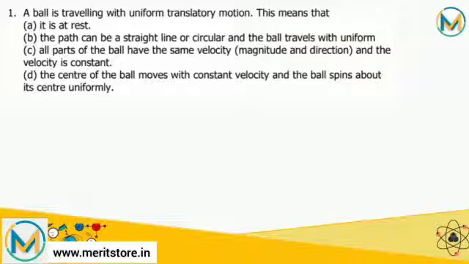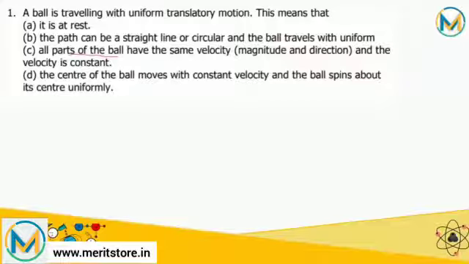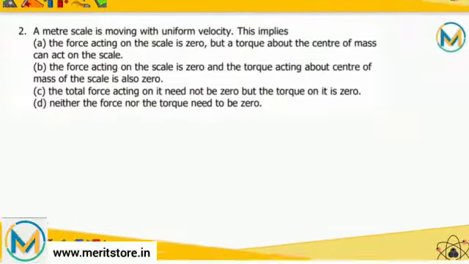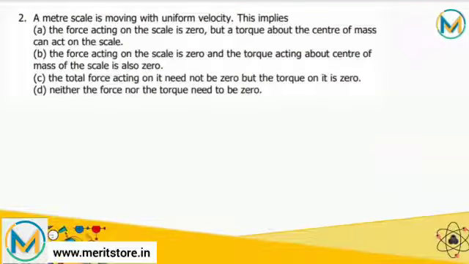Here we can also define it further in uniform or non-uniform translatory motion. So the correct answer for this question is option C, that all the parts of the ball have the same velocity and the velocity is constant. So correct answer is option C. Moving towards the next question. A meter scale is moving with uniform velocity.